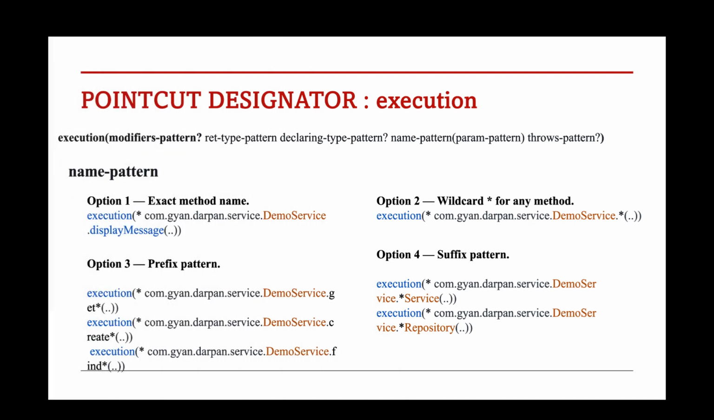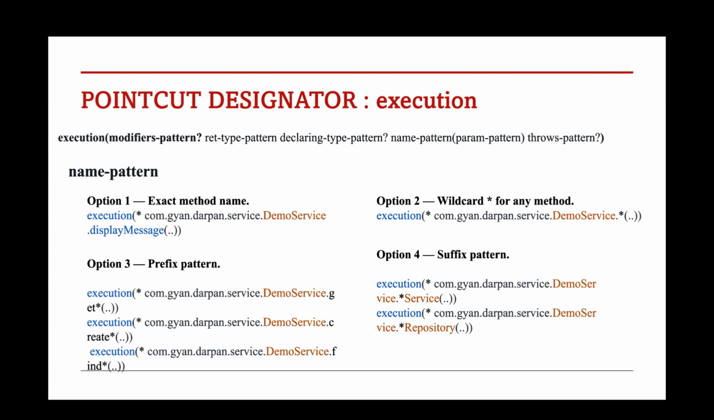Alright, look at the screen. Option 1, exact method name. This is the most precise option. You are specifying the exact name of the method you want to intercept. Spring will look for a method named exactly that. If the method is named anything else, this pointcut will not match. It will silently skip it. This is useful when you want to apply advice to one specific method and nothing else. You know exactly which method you want, and you do not want anything else accidentally matched.